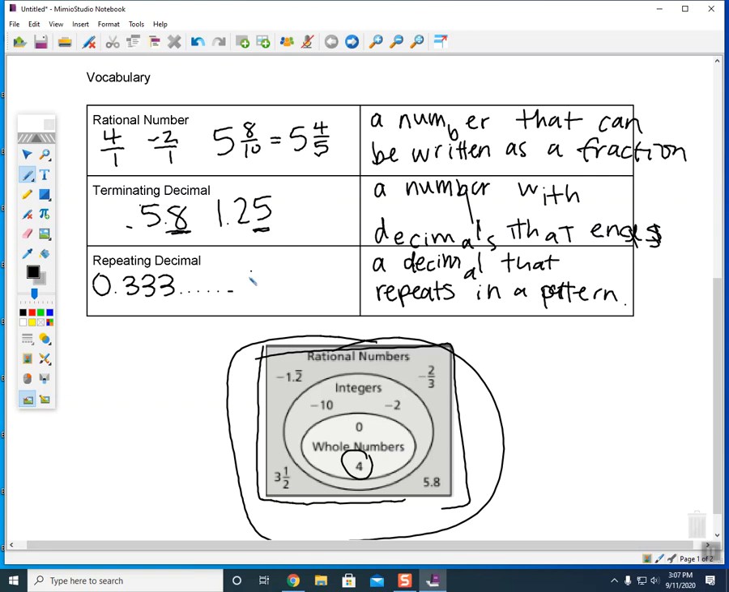It could also be like this. 0.1515, on and on and on. When I put a line over the top of things, that tells me that it repeats in that pattern. So for example, my 0.333, I could put a line over just my 3, and I can say that my 3 repeats all the time. In this example, my 1 and my 5 repeat after one another, so I put my line over my 1 and my 5. If I had an example of like 0.246, my line would go over the 2, 4, and the 6 to let me know that it repeats that over and over again. Okay?